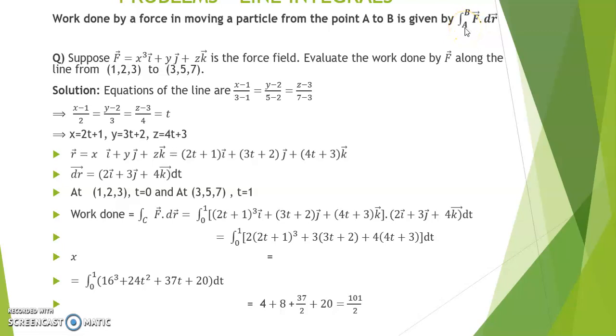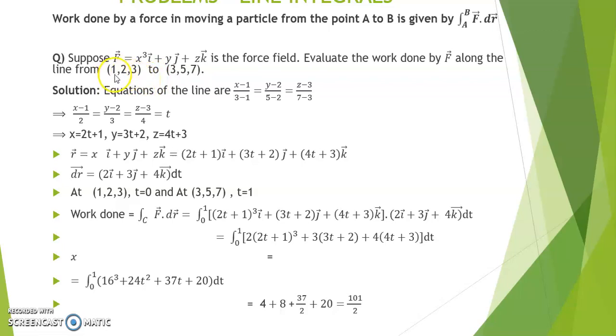Now I'm going to apply a force field for moving a particle from the point A to the point B. So this is how the problem has to be evaluated. Suppose an F vector, any vector is given, is the force field. They're asking you to evaluate the work done by F vector along the line (1, 2, 3) to (3, 5, 7). So it is moving from this point to this point. How do I get one straight point? Because I cannot write it as 1, 2, 3 and 3, 5, 7 on top. I need any one number, right? So I have to get some single value connecting these 2 points.